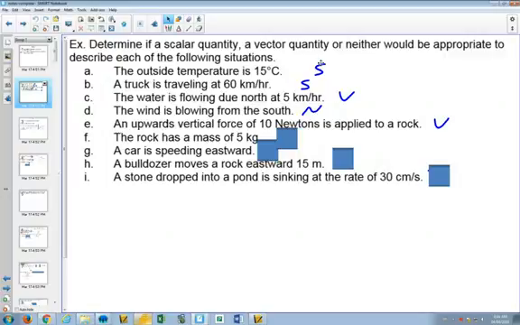Upwards tells us the direction. 10 newtons tells us the magnitude, so that is a vector. A mass of 5 kilograms is just a scalar. Car is speeding eastwards is neither, because we don't know how fast. Bulldozer moves a rock eastward 15 meters. And this one is, because we know that a direction is down.